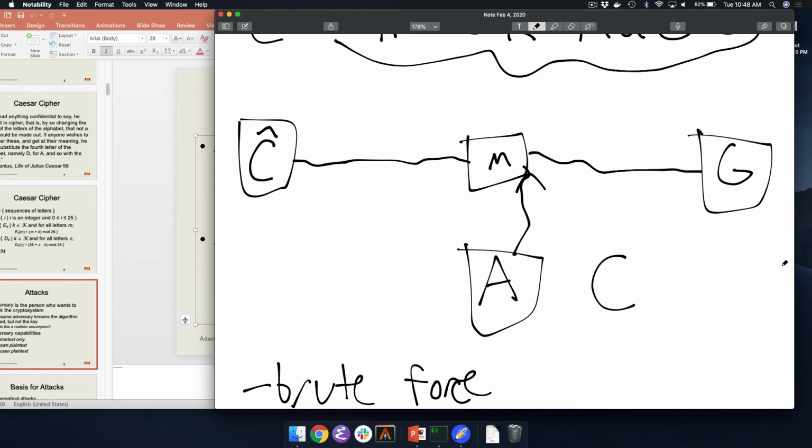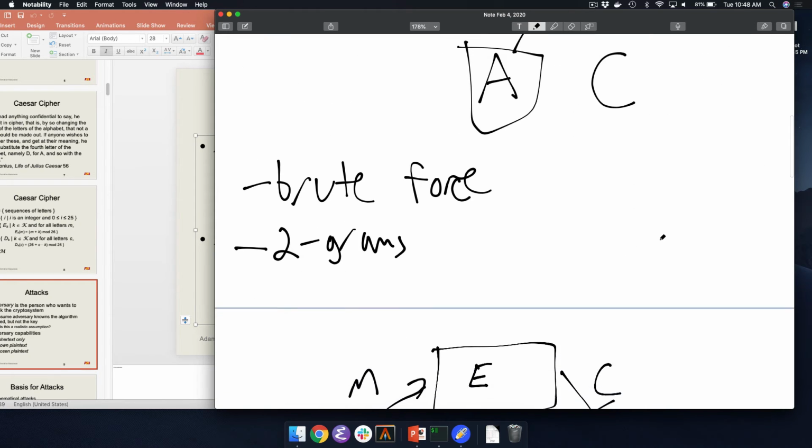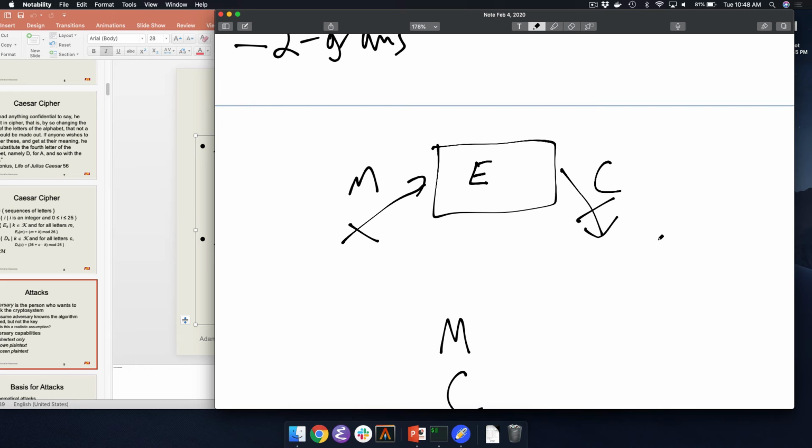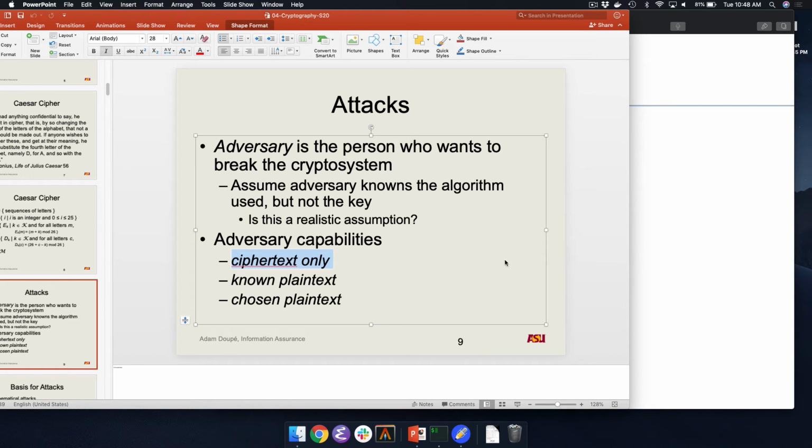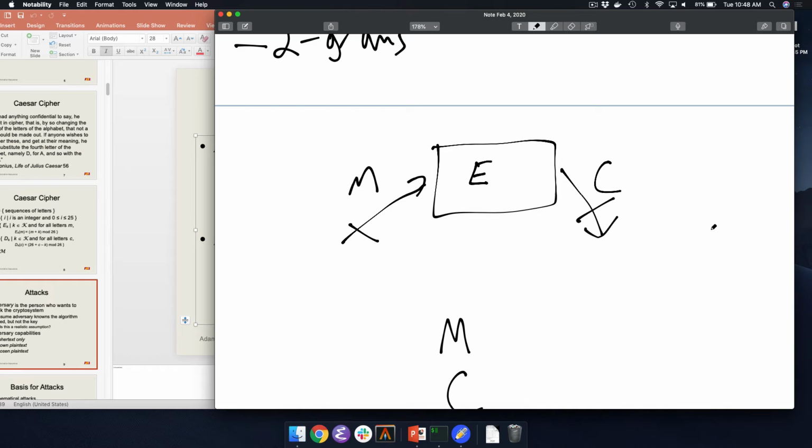So the attacker has access to the ciphertext and that's it. They may have access to multiple ciphertexts, so we can talk about that later, but they have at least one ciphertext. Whereas here, they have a known plaintext. So they know the plaintext and they know the ciphertext. And how's that different from our third option?